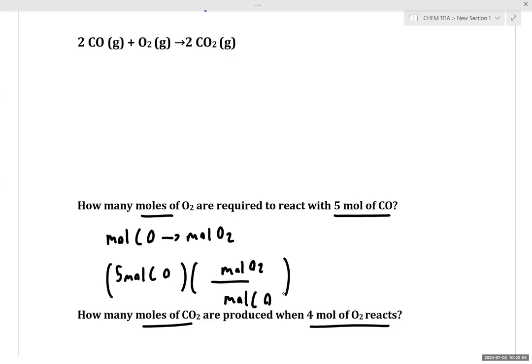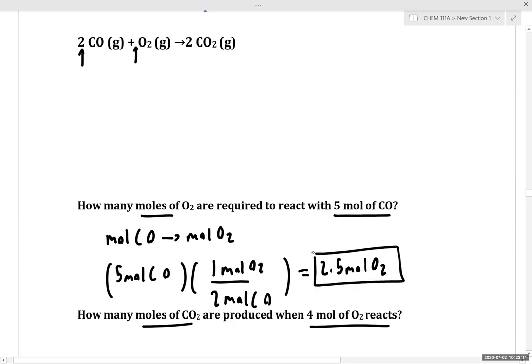1 to 2. 1 to 2, exactly right. So reading from our coefficients, we have 1 mole of oxygen required per every 2 moles of carbon monoxide. That in turn gives us 2.5 moles of oxygen. Does this make sense to everyone so far?